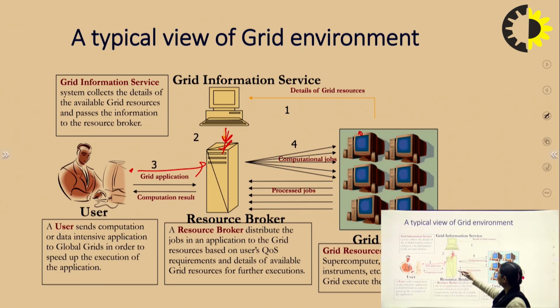Now this broker will identify the systems to which the resources are to be allocated, and these grid resources may be located geographically anywhere. It will assign the computational jobs, and they will execute the jobs. Once the jobs are processed, they will send the results, and the broker will aggregate the results and send the computation result back to the user. So grid resources can be my clusters, my PCs, my supercomputers, instruments, databases in the global grid, which execute the user jobs.